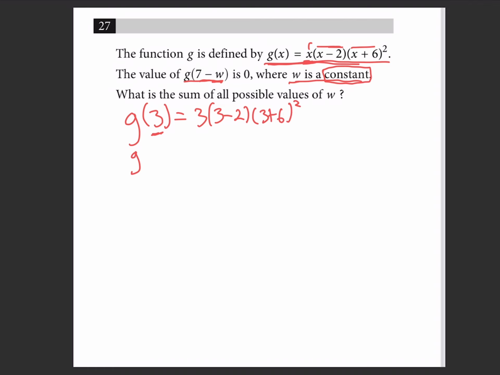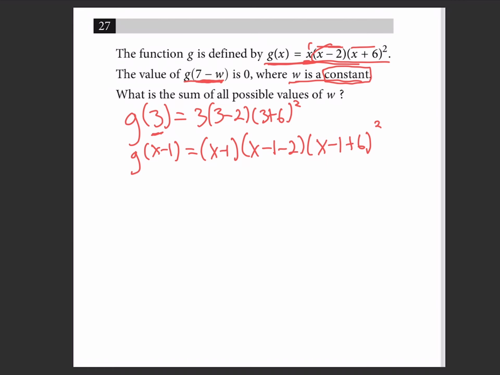What if they had given you g of, let's say, x minus 1? Well, you'd have to, again, replace every x in your function with x minus 1. So you would go x minus 1, then for the second parentheses, x minus 1, and there's still a minus 2 there. And then you'd have x minus 1 plus 6, and so on. Okay, so right now they're saying put in 7 minus w.